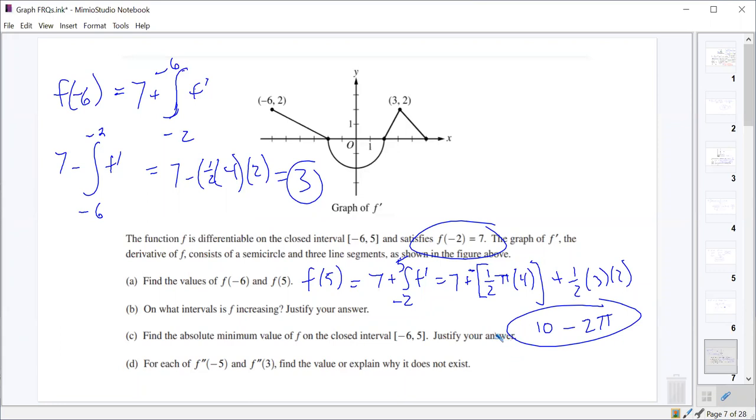1 for each of the values, and 1 for using the initial condition. So I don't know how you would have got either of the values without using the initial condition, but yeah.